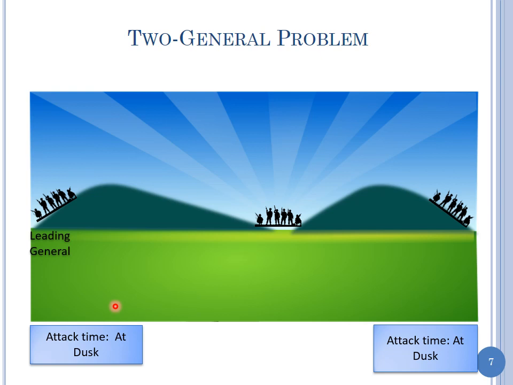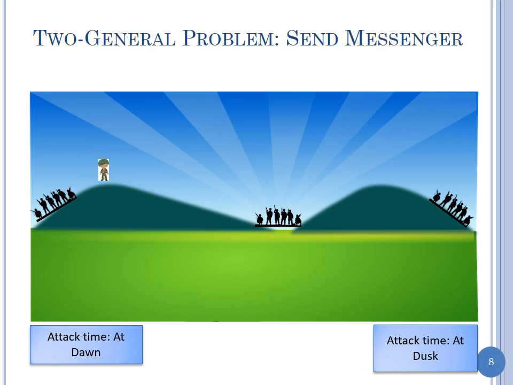So they have to decide at what time to attack. The leading general proposes the time. It's going to be dawn or dusk or midday, whatever time, and they have to achieve consensus before they attack, because otherwise things can go wrong. So the leading general must send a messenger, which in our computer system will involve a message. And the messenger must go through the enemy territory to reach the other, collaborating general. The messenger can make it or may be captured. That's like the message not arriving or the message arriving at the other side.